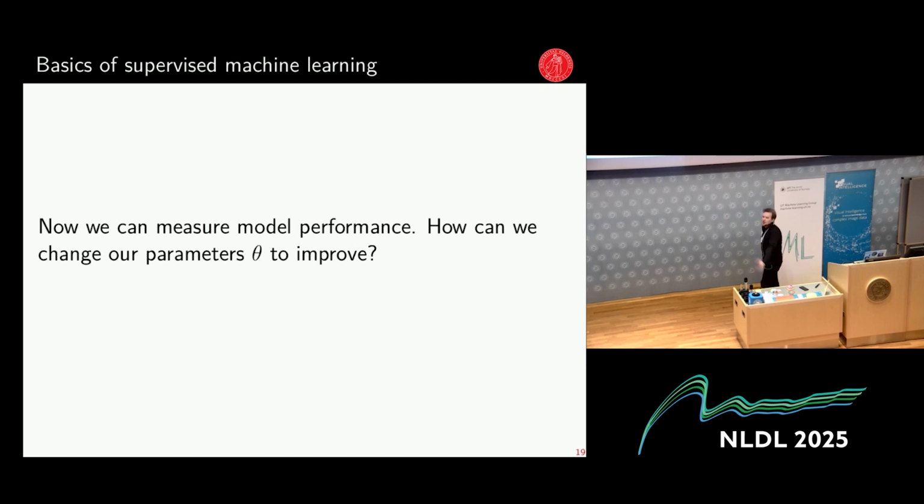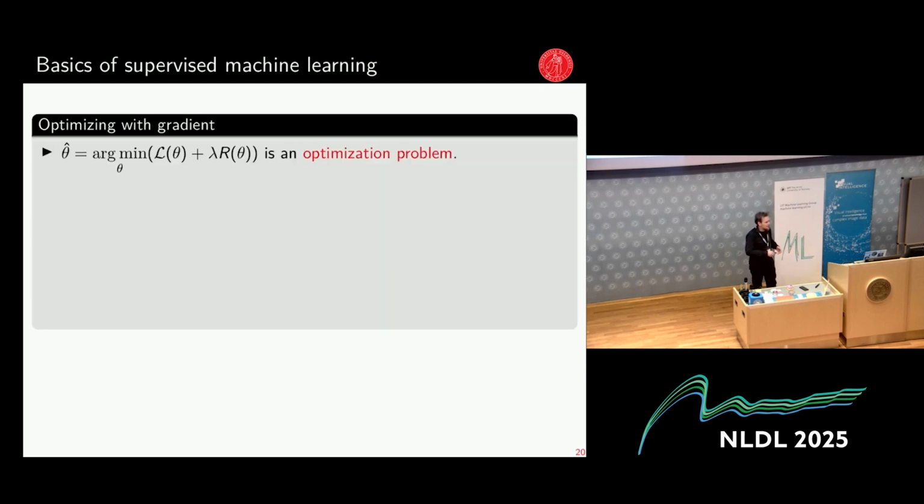Okay, now we can measure the model performance, right? But the question still remains. Okay, we have a model which is randomly initialized with some random numbers as its parameters. How can we actually change these parameters for the model to improve? We cannot do it by hand, right? For this, we're using so-called optimizing with the gradient, right? So this is an optimization problem. We have a set of parameters, and we want to find what values of these parameters lead to the lowest loss, right?